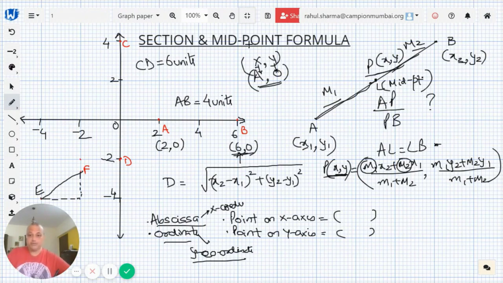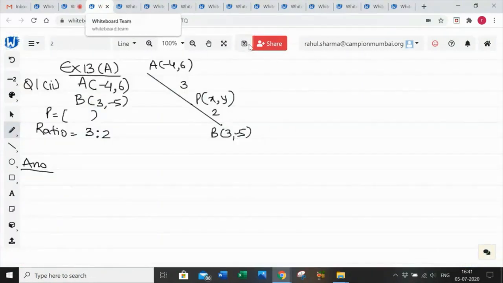One more thing which we need to revise, which is point on x-axis. So any point on the x-axis, like the way we've seen A and B, the coordinate will be (x, 0). The y coordinate of this is always 0, for any point on the x-axis. Similarly, any point on the y-axis, let's say C and D, the coordinates will be (0, y). The x coordinate will always be 0 and the y coordinate will vary. So let's look at some questions.